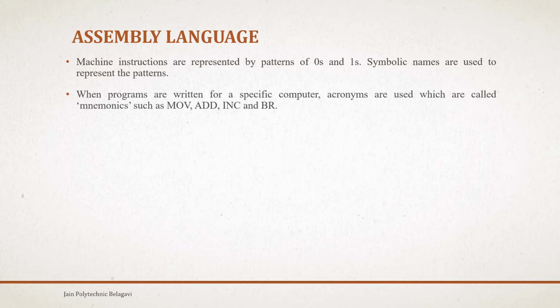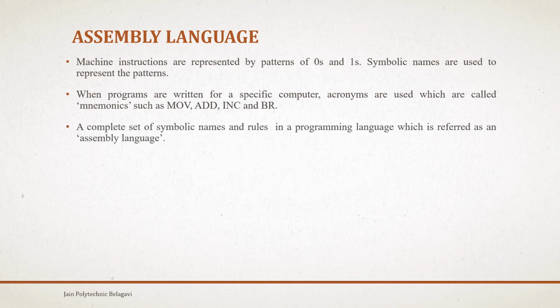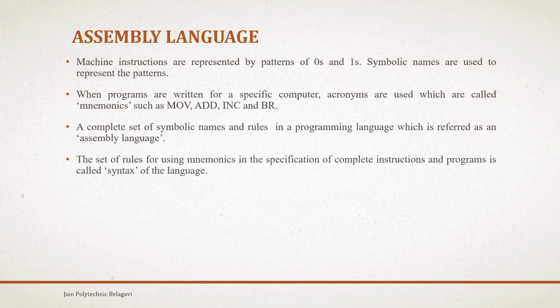Whenever programs are written for a specific computer, there are some acronyms which are used, called mnemonics. So move, add, inc and br. These are called the mnemonics written in the program. A complete set of symbolic names and rules in a programming language is referred to as assembly language. The set of symbolic names, as well as the rules for how to write programs, together are called the assembly language.